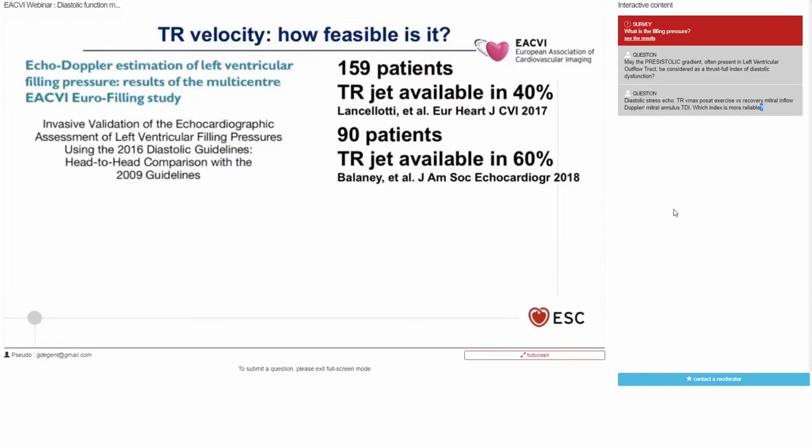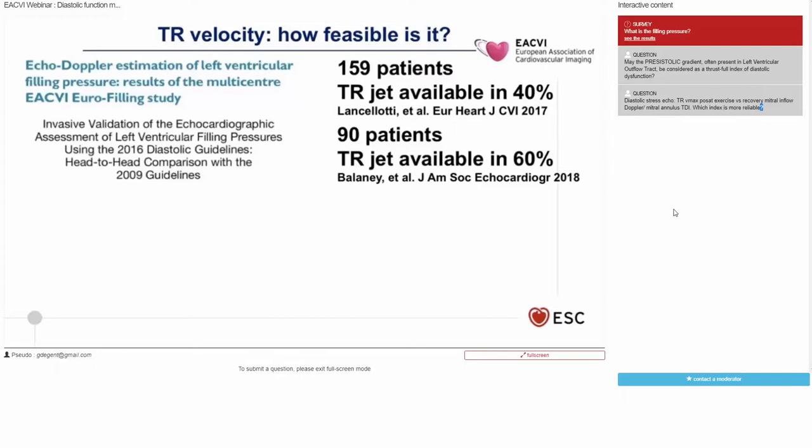So just one word, because I think that's an important practical problem. It's important because if you just have four parameters that you recommend, and out of these, one is not available, then things become more complicated. And the question is, how feasible is measuring TR velocity in a large sample? I've just selected two of the more recent publications. One is from the EACVI, the Eurofilling study, and the other one is from Balaine.